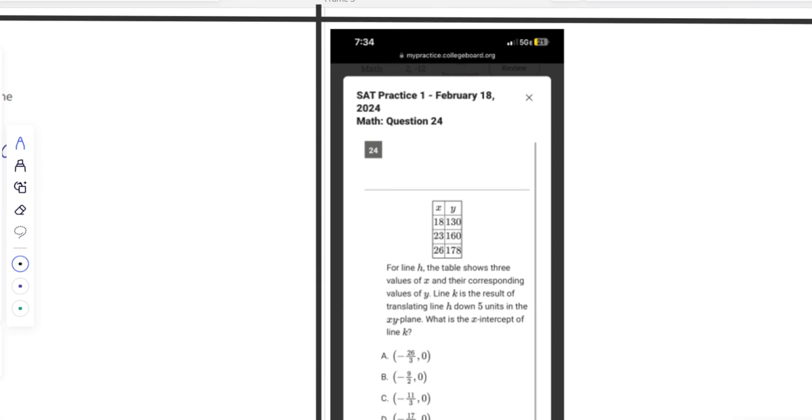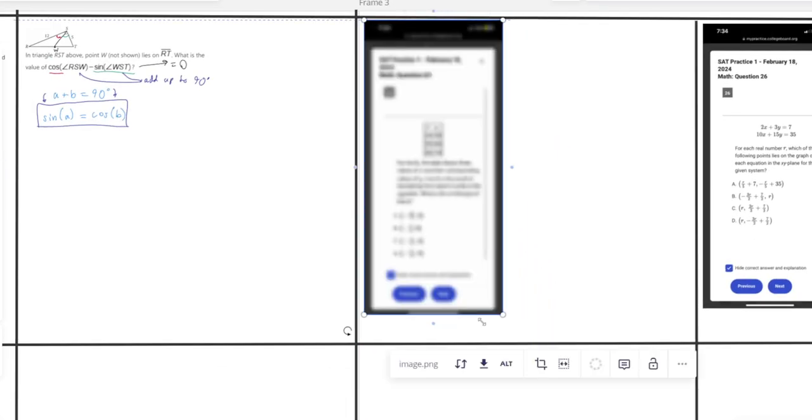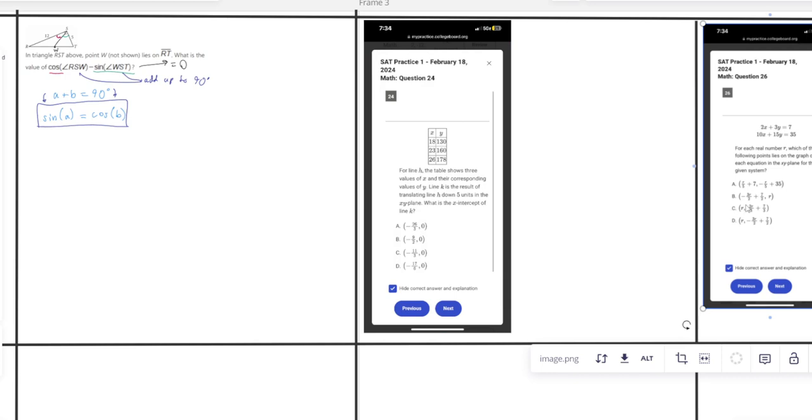Okay, let's go into these questions. Let me paste a little bit higher quality. These look like from a Blue Book practice test.